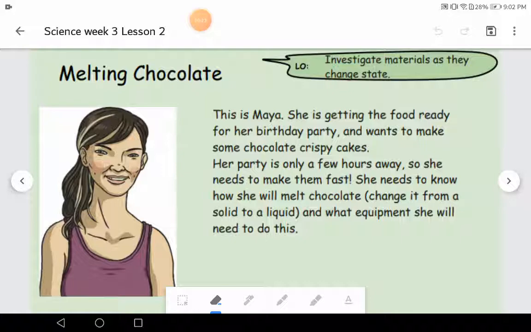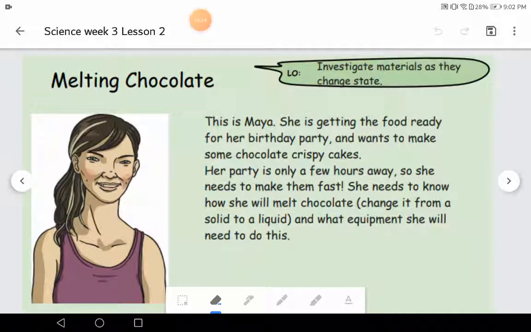Okay, so what is the equipment that she needs to melt the chocolate? Now, pause this video and think about it. That's correct. So, she just takes some chocolate, puts it on gas, and waits for it a little. And waits for it 10 minutes. And then she gets ready for her birthday party.